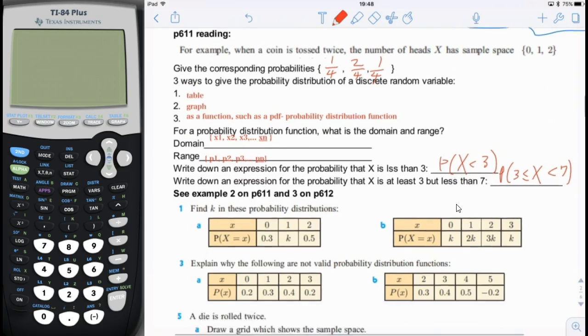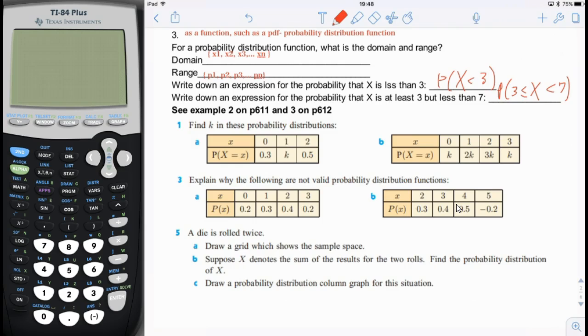Let's move on. Find k in these probability distributions. Here we are just using what we just learned, that all the probabilities need to add up to a total of 1. So in this case we know that 0 has a probability of 0.3, 2 has a probability of 0.5, so k is the probability that 1 happens, which is going to be 1 minus the total here. So this is 0.3 plus 0.5, that's 0.8. 1 minus 0.8 is 0.2. So in this case, k has to be 0.2, right?